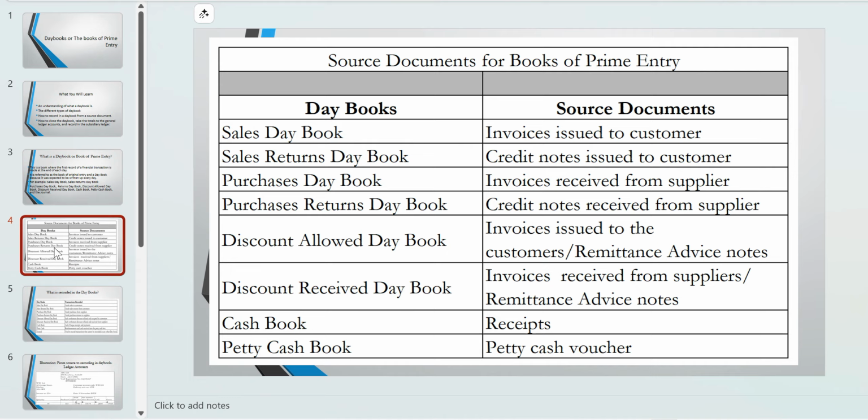Also, the cash book. In the cash book, we record receipts. These are our sources of information to the cash book. Petty cash book, we look at petty cash vouchers. From there, we record information into the petty cash book.